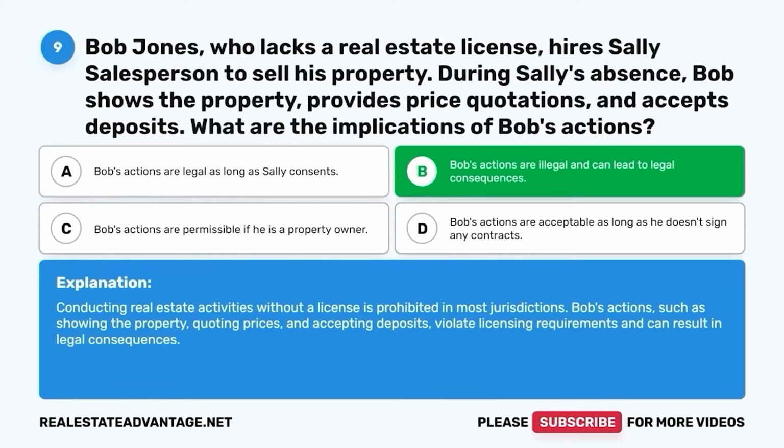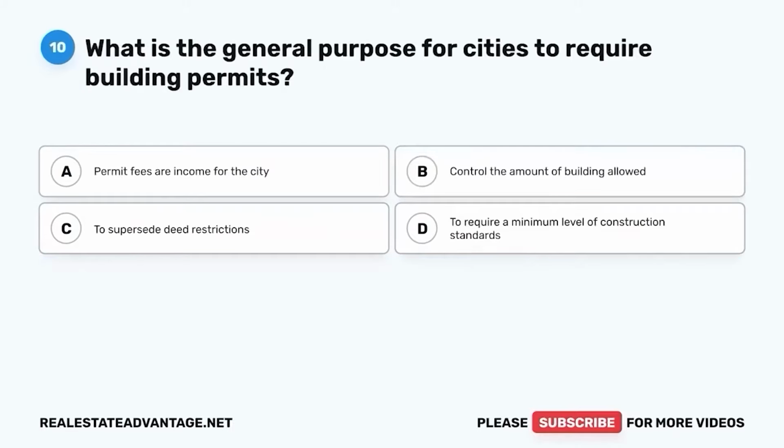Bob's actions, such as showing the property, quoting prices, and accepting deposits, violate licensing requirements and can result in legal consequences. Question 10. What is the general purpose for cities to require building permits?